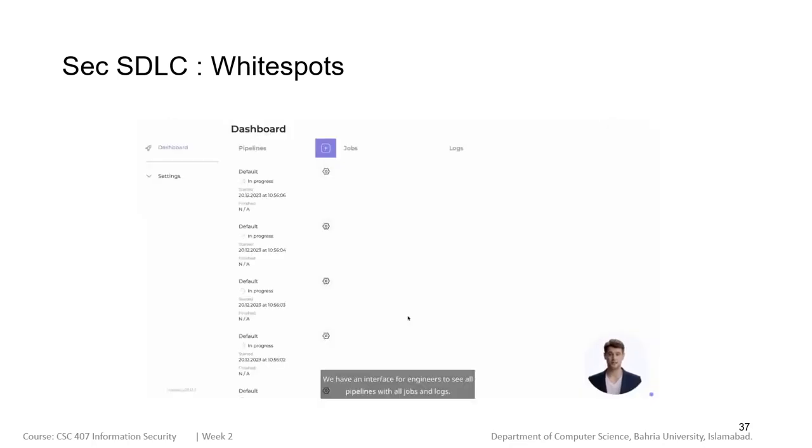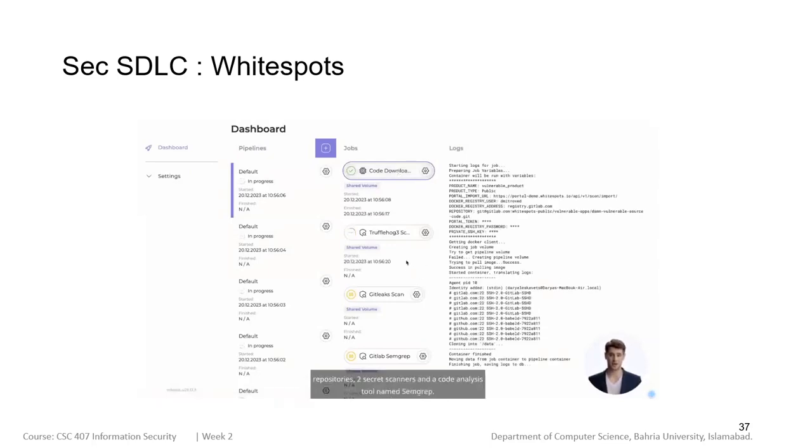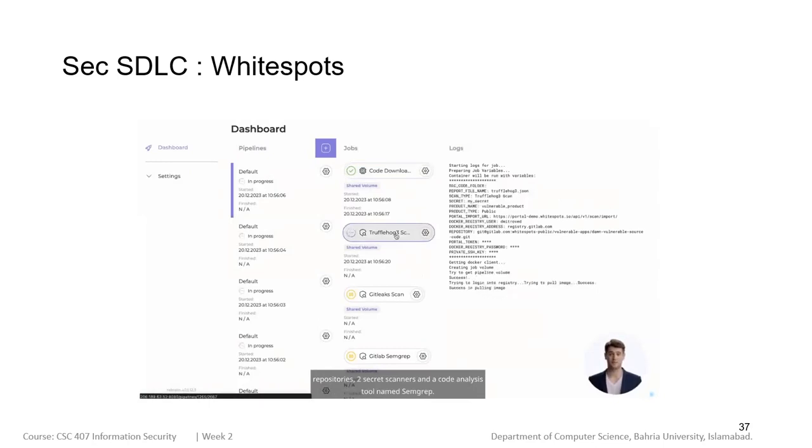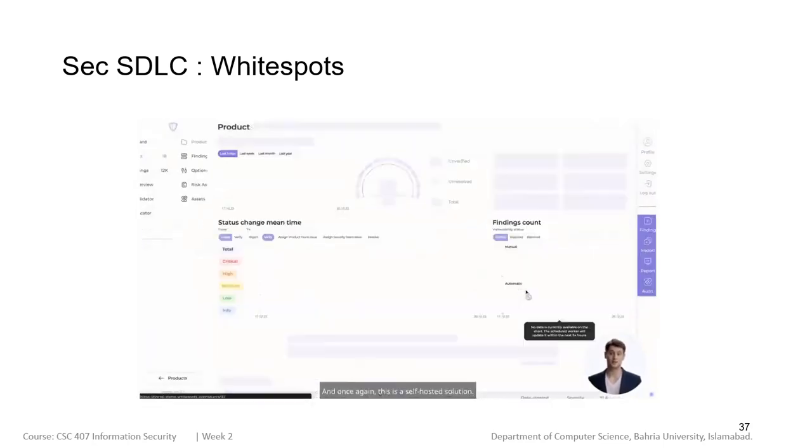We have an interface for engineers to see all pipelines with all jobs and logs. As we have 4 repositories, there will be 4 pipelines. As I've mentioned, there is a dedicated step to clone repositories, 2 secret scanners, and a code analysis tool named SemGrep. You can add your own scanner images, add and change any sequence and job commands. And once again, this is a self-hosted solution.